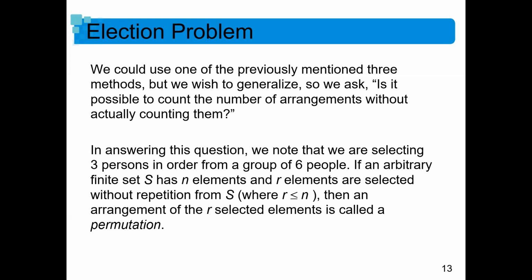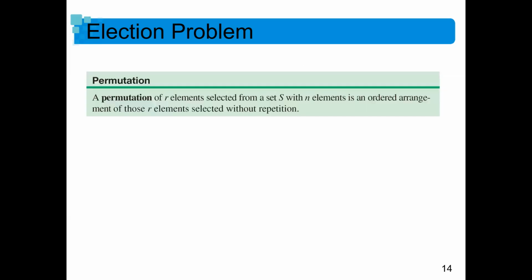If an arbitrary finite set S has n elements, and R elements are selected without repetition from S, where R is less than or equal to n, then an arrangement of the R selected elements is called a permutation. Let me repeat that. A permutation of R elements selected from a set S with n elements is an ordered arrangement of those R elements selected without repetition.